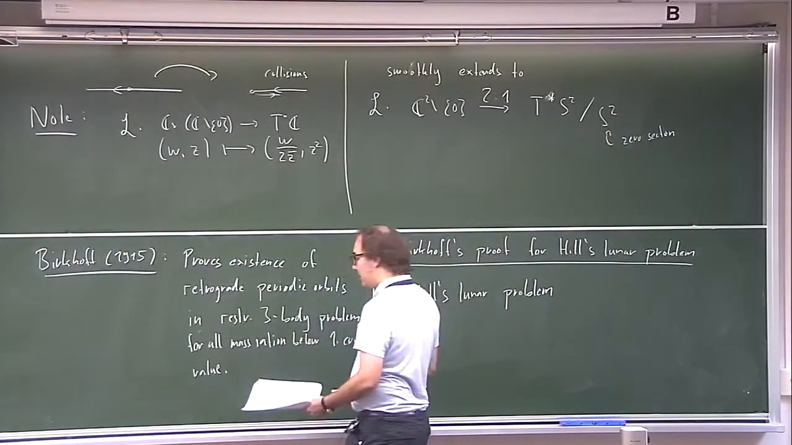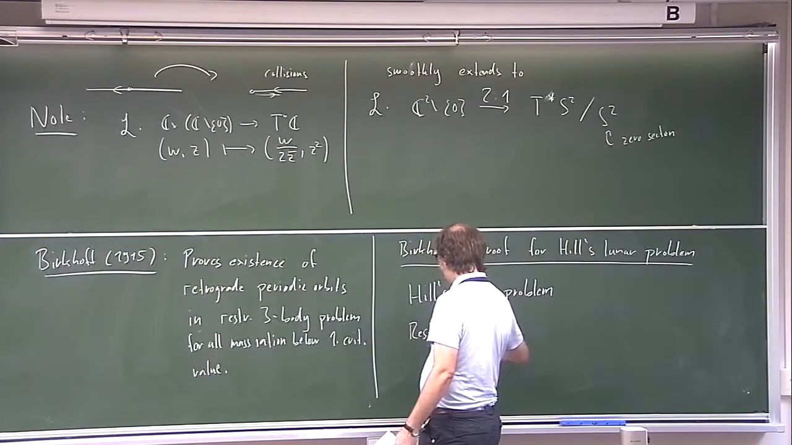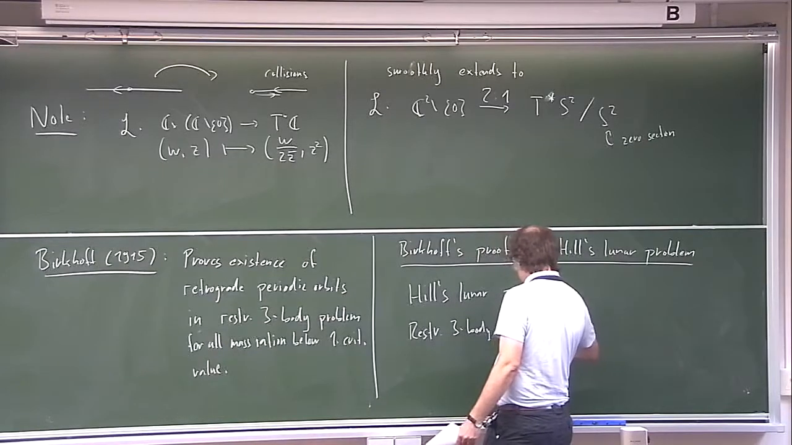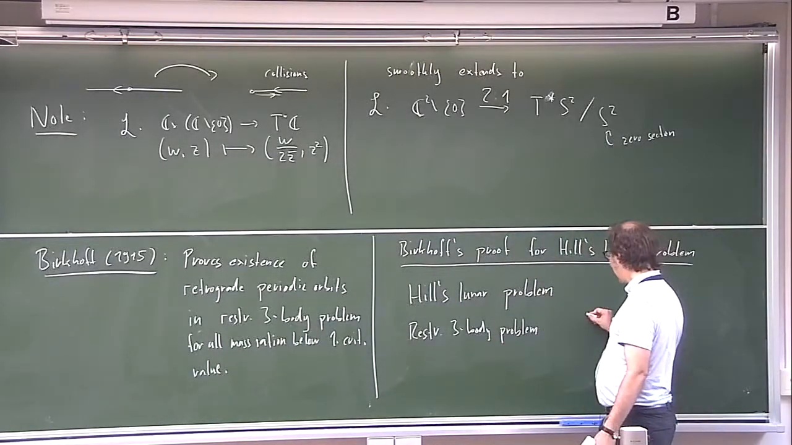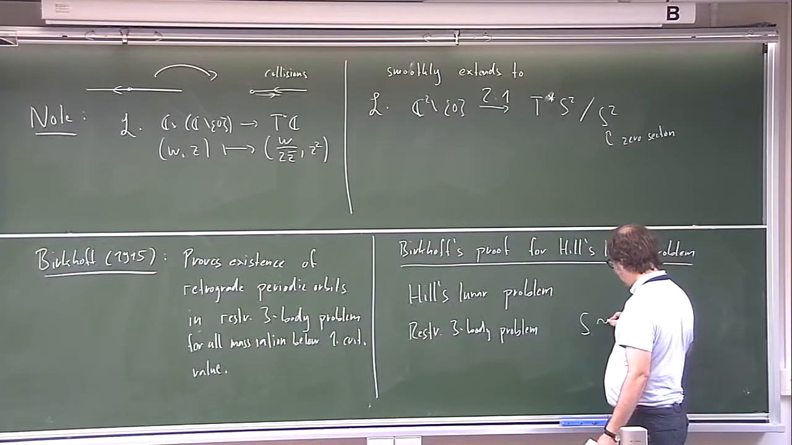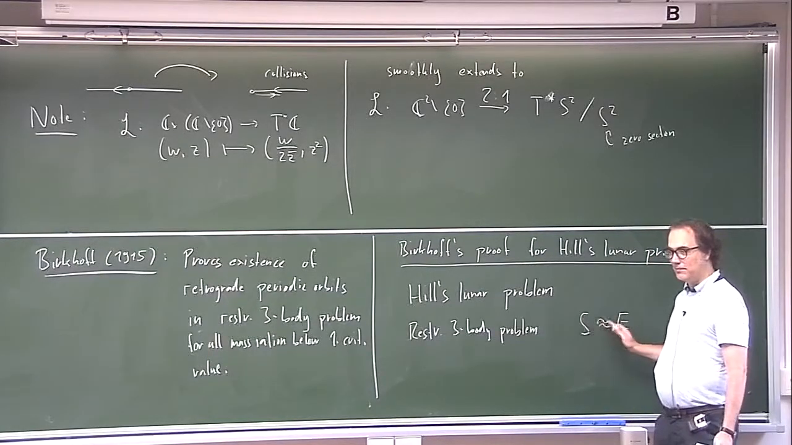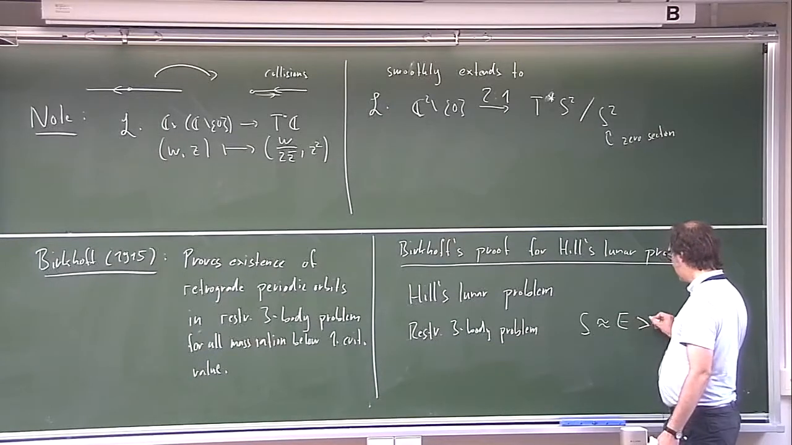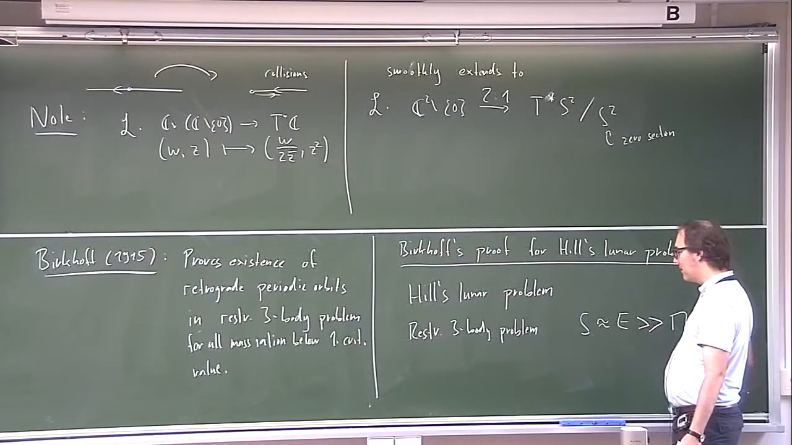So in the restricted three-body problem, we had two primaries, Sun and Earth. Maybe the Sun is bigger than the Earth, but you could still compare them. They're of similar size, and they are much, much bigger than the Moon. So the Moon was massless.